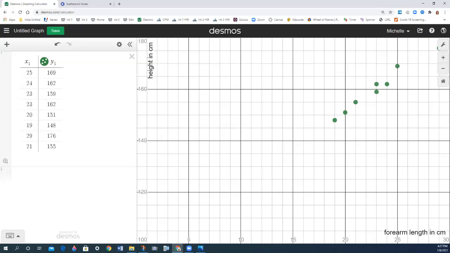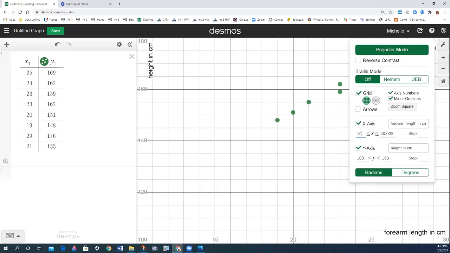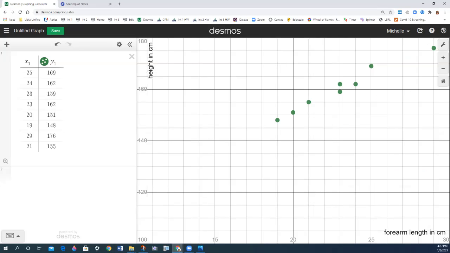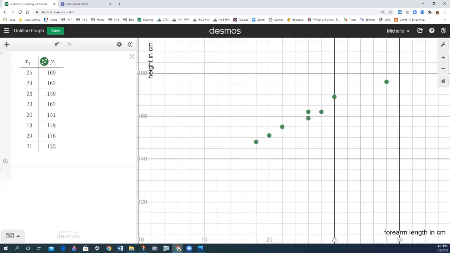And I can even do that for my X's if I want. I don't have to start at 0. I could start maybe at 10, something like that, and go from maybe 10 to 30. And then you can get a better feel of the graph. You can see the flow of it a little better.